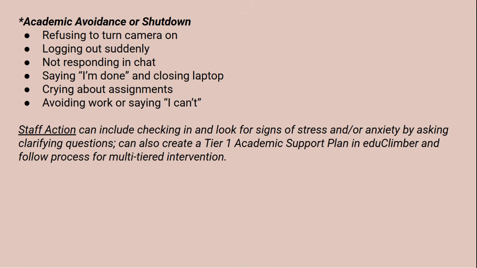"You seem overwhelmed. What's making this difficult for you today? How can I help make this task more manageable? Is there something else going on that's making it hard to focus?" Look for signs of stress, anxiety, frustration, or other barriers to engagement. Offer support, accommodations, or breaks when needed. Create a Tier 1 academic support plan in EduClimber if academic concerns are identified, and follow the school's process for MTSS for academic or social emotional interventions when concerns persist.